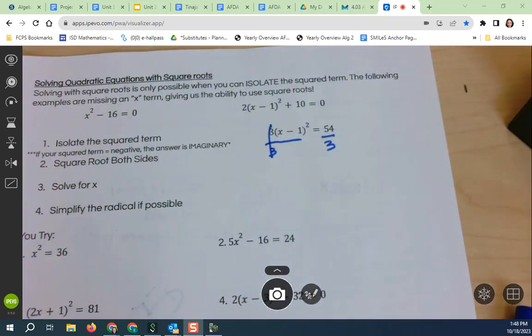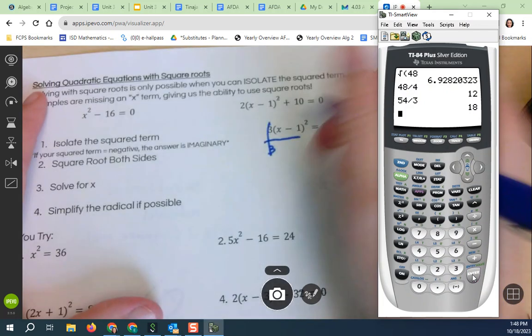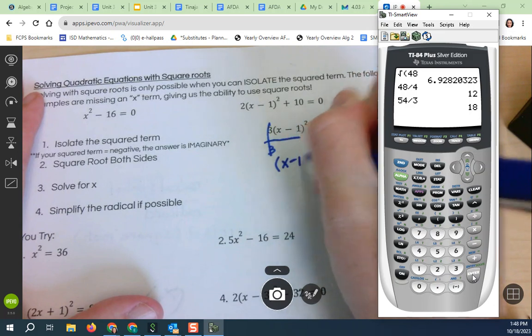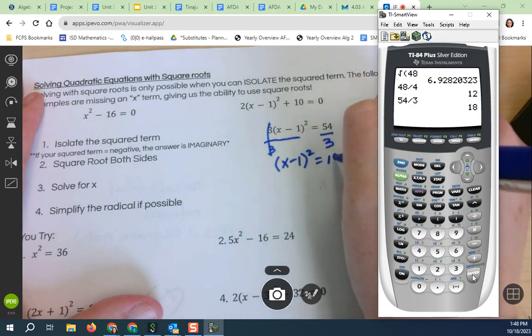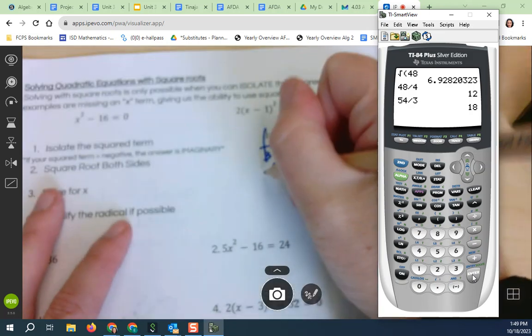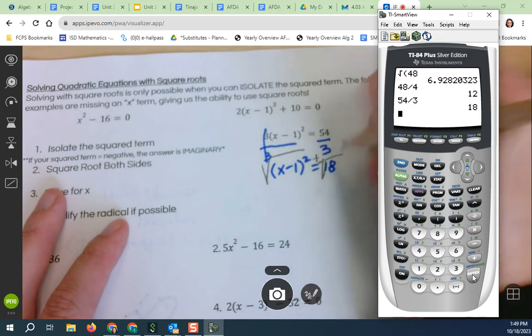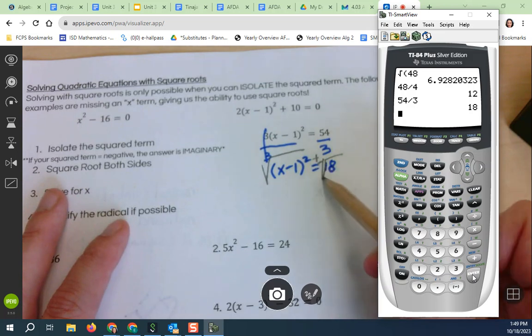Oh, and then we can use our calculator. So we'll do 54 divided by 3. And I get 18. All right, so I get the square of x minus 1 equals 18. Now, do you remember last class when we solved with square roots, it was not just the positive square root, it was also the what? The negative square root. So I'm going to do a square root on both sides like this, but I need a plus or minus in front. All right, plus or minus square root of 18, and then square root here.